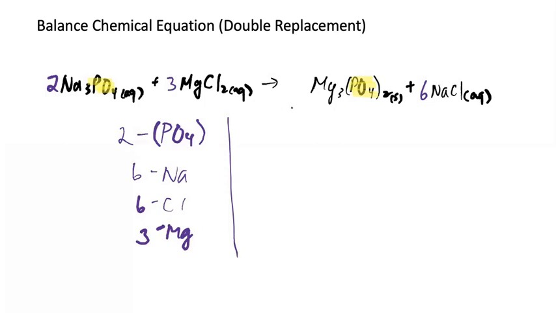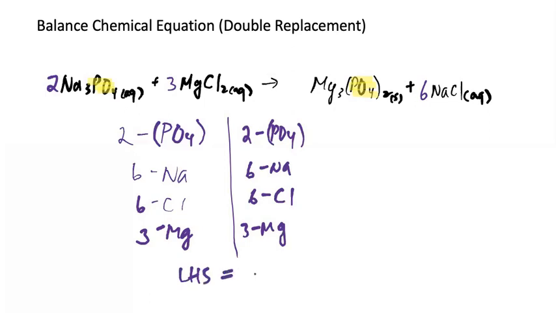Let's look at the right side. Mg, we have three. PO4, we have two. And 6 Na, 6 Cl. Left hand side equals right hand side, and it is balanced.